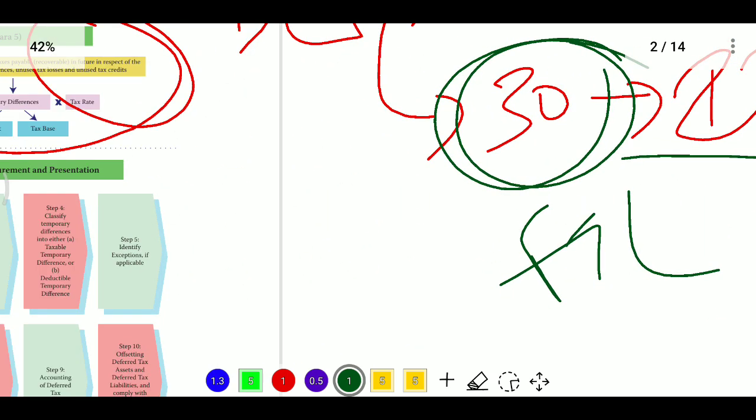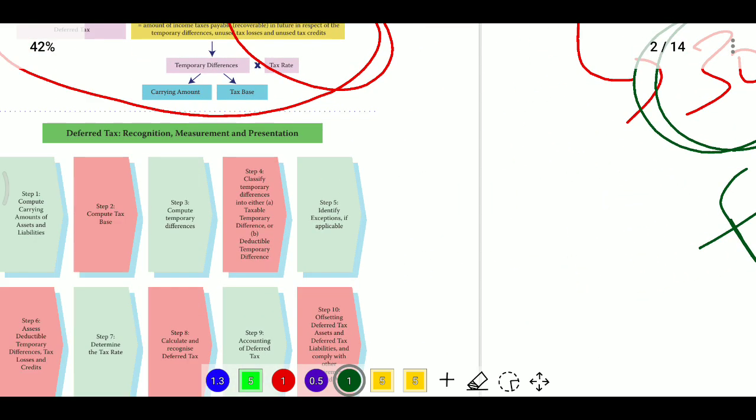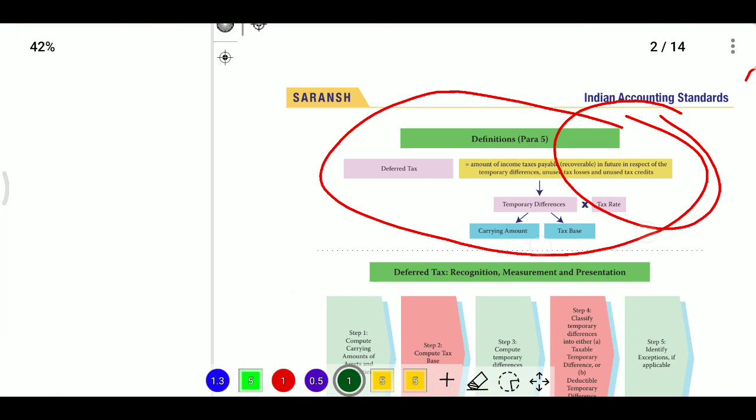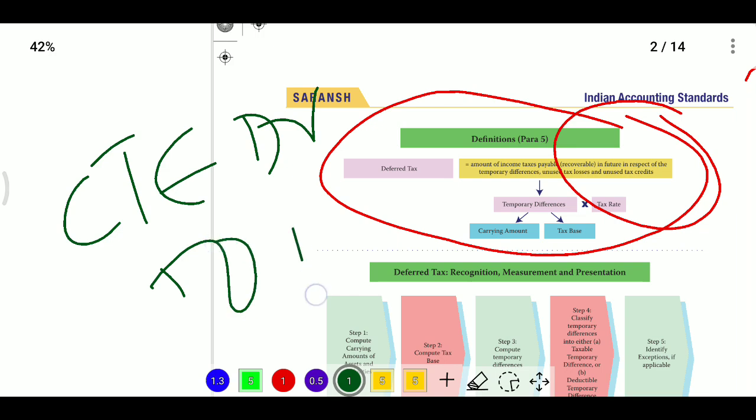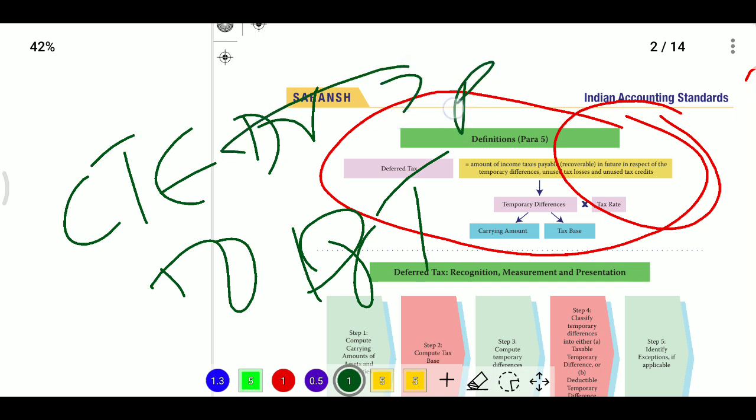Now what is the recognition entry for this case? Firstly, we are getting the current tax. How can we recognize the current tax expense? Current tax expense account debit to provision for tax amount. The provision for tax amount will be transferred to the profit and loss account or OCI. Provision for tax will be the current tax liability.